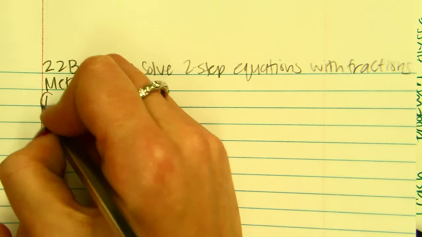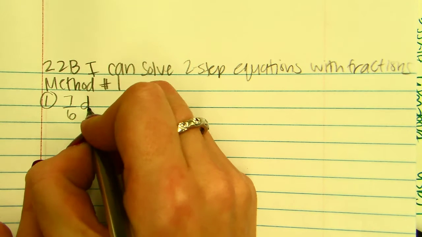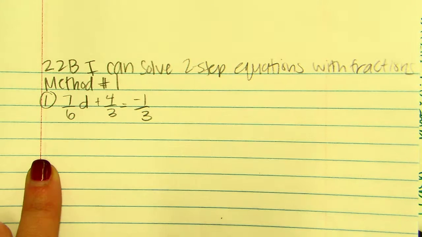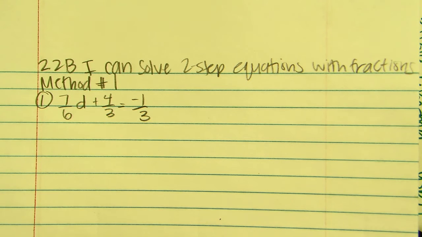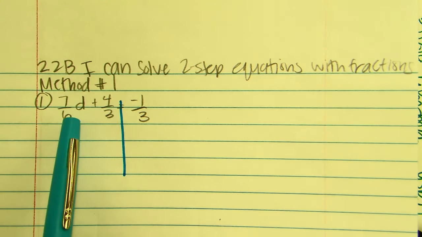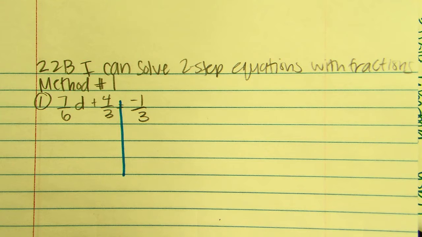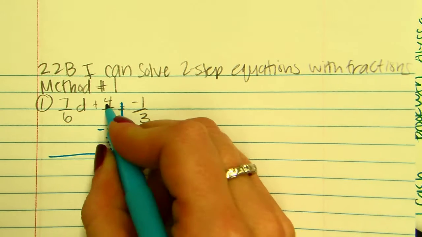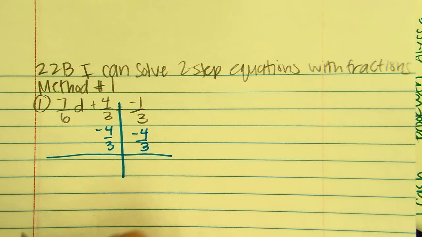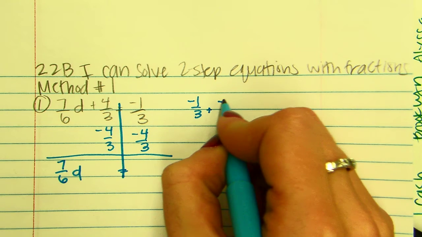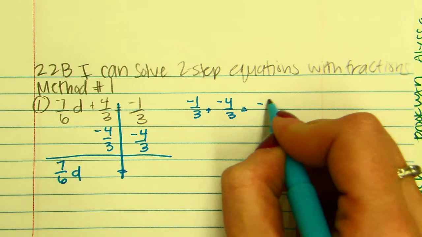And so for the first example, let's do 7/6 times d plus 4/3 equals -1/3. So the way we would have done this before is we would have drawn our equation on the equal sign. We're trying to get the variable by itself, so we're trying to get the d alone. We want to do the opposite of what's being done to the variable, so the first thing we would do would be we would subtract 4/3 from both sides. 4/3 minus 4/3 is 0, so all I have left on the left side is 7/6 times d, and then -1/3 plus -4/3 would be -5/3.